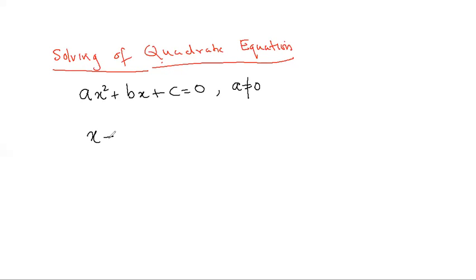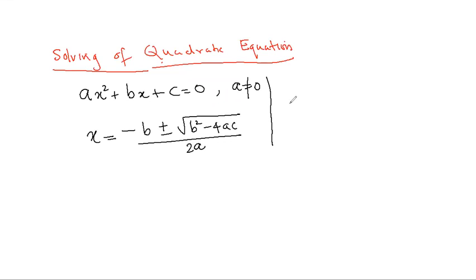And the value of x in this quadratic equation is minus b plus or minus root b square minus 4ac upon 2a. How many values will x have? With plus, you will have one value for x. With minus, you will have another value for x. So you will have two values for x. I think this part is known to everybody. Now let's see how to solve this quadratic equation.